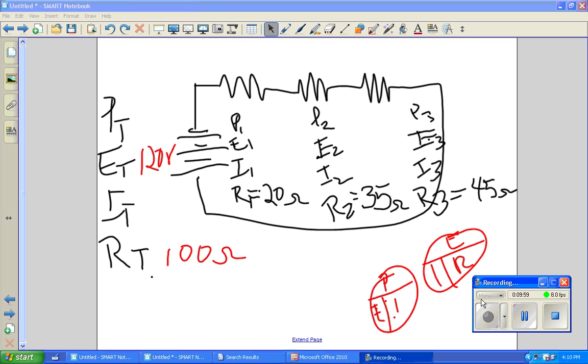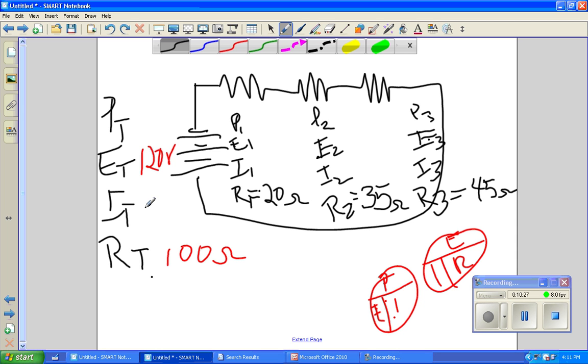Okay, so we're going to look at EIR, and we've got E and we've got R. So we're looking for this one right here, I. Right? Everybody agree with that? So our formula is E divided by R. So our current is 120 divided by 100. I bet that's 1.2 amps.